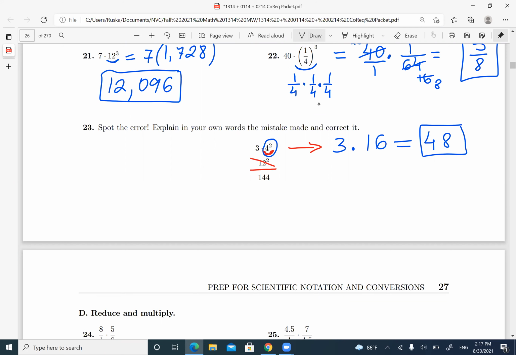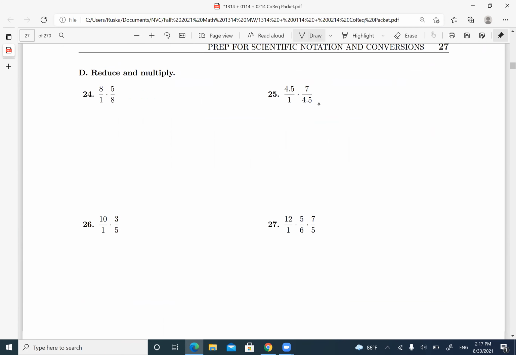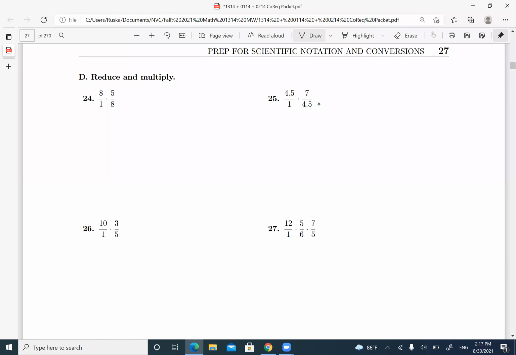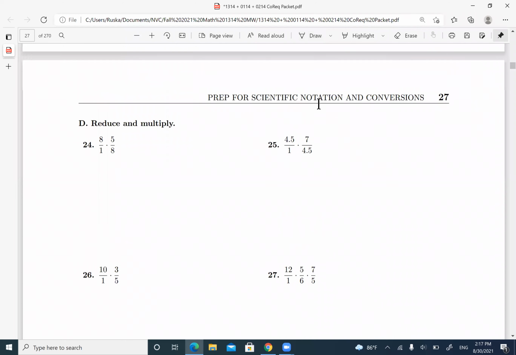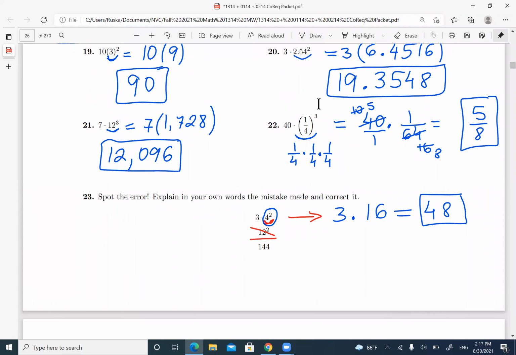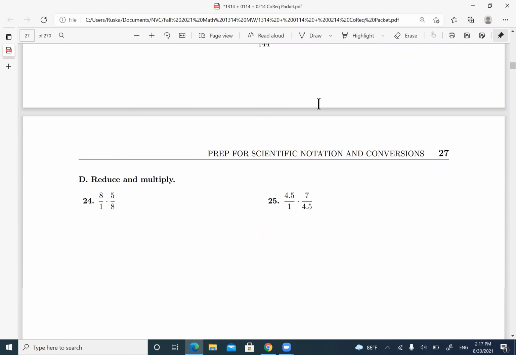So that was number 23. Let's continue with reducing and multiplying. When you multiply fractions, it's better to reduce first and then multiply. Okay, so that's something you have to keep in mind always. Reduce first up and down, and then multiply, not like I did here in number 22. See, number 22, I multiply first and then I reduce. It's going to be easier and faster if you reduce first and then multiply.